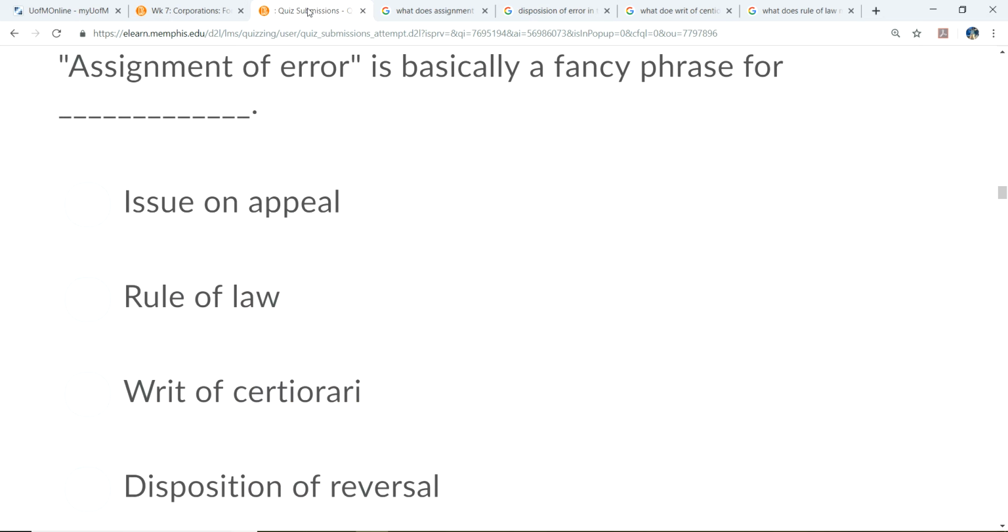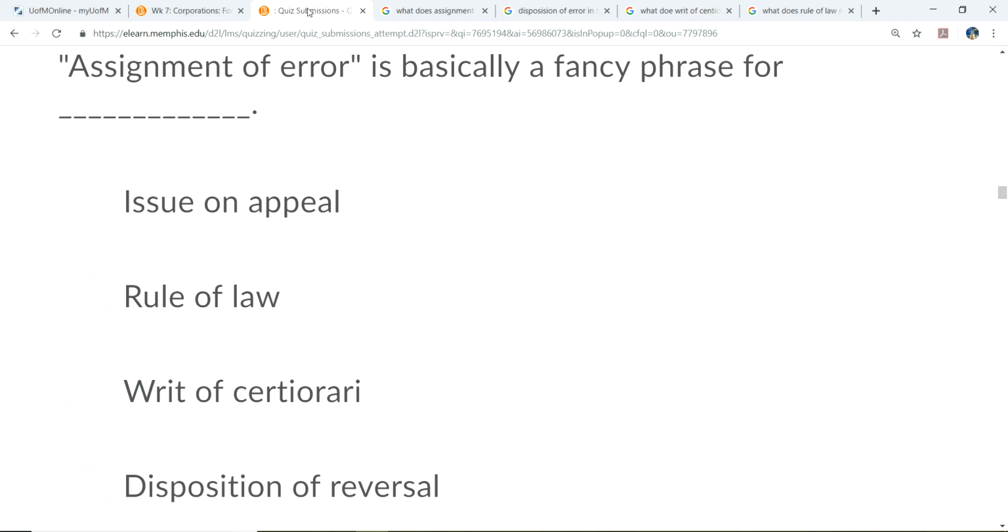So basically, looking at the 4 answers here, I was able to come to the understanding based off those definitions that the first answer here is the correct one: issue on appeal. There was an error in the court's decision. It was appealed, and it's an assignment of error. Basically, it's a fancy phrase saying that it's the issue before the court, that there was an error in another court's decision, and they're rehearing the case to correct that.